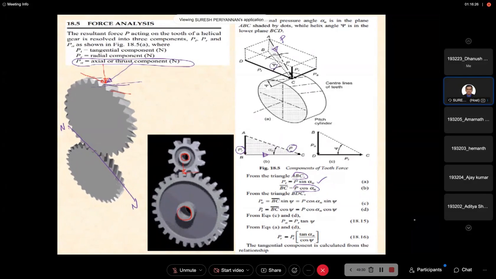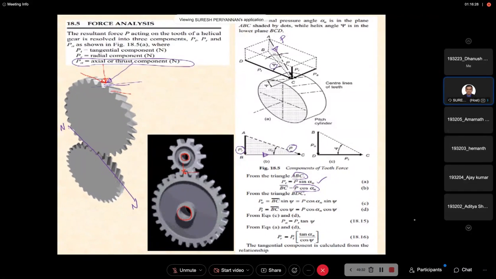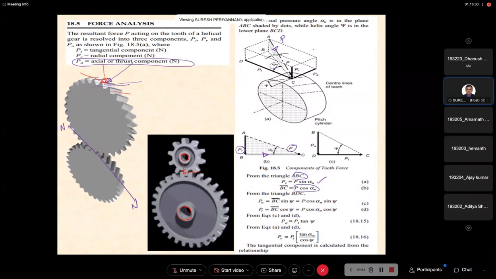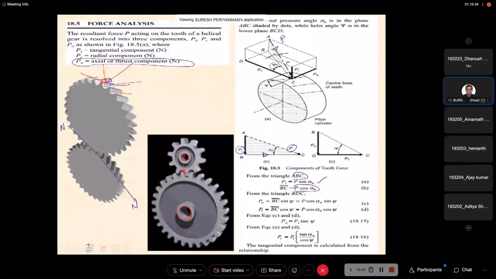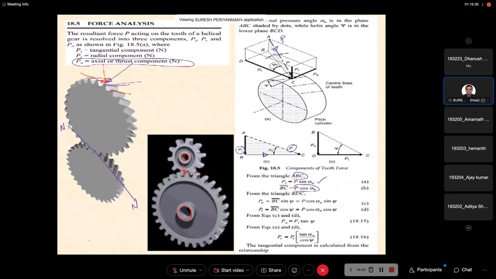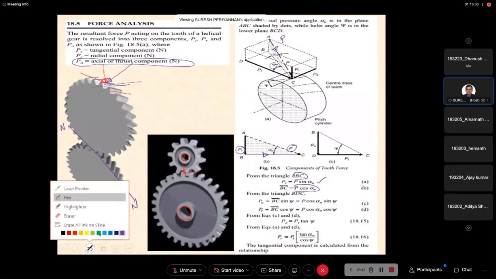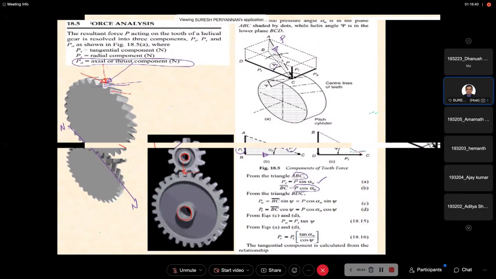Then another triangle. What is the other triangle? Because three forces are acting: PT, PR, PA. Now another triangle I am going to consider is this one.